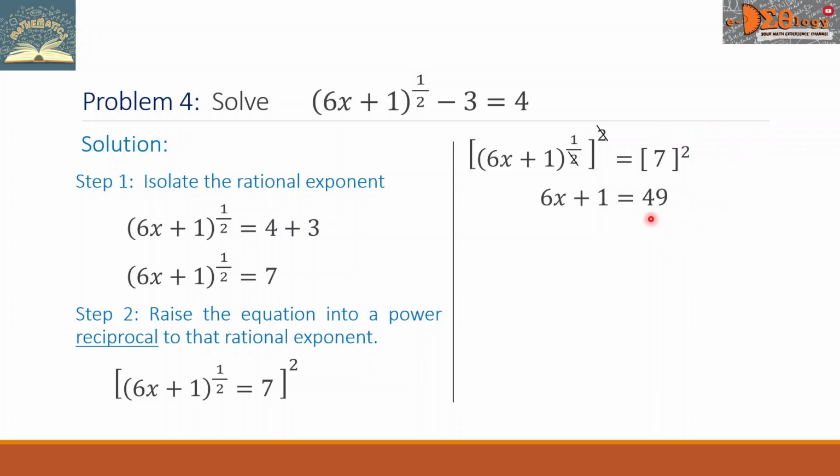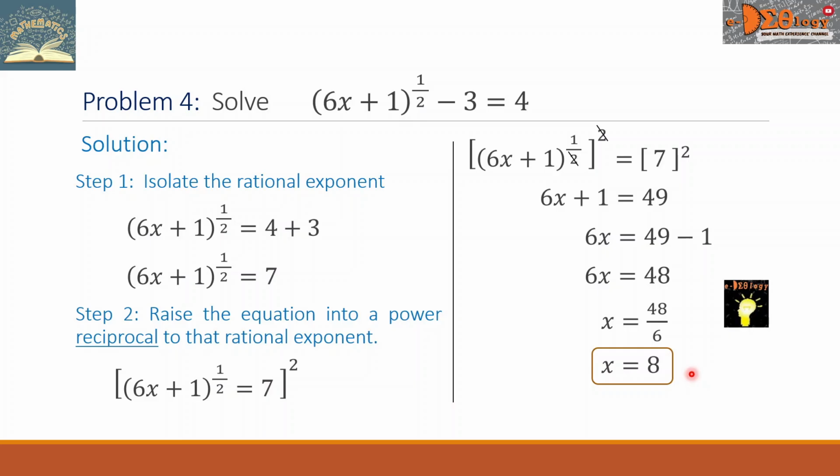we simplify the right side. 7 squared is 49. Then we solve for x. This plus 1 we transpose to the right side. So we have 49, the plus becomes minus 1. 49 minus 1 is 48. And then we divide this equation by the coefficient of x, which is 6. Or we can see that x is equal to 48 over 6. When we divide, the quotient is 8. So this is the value of x.